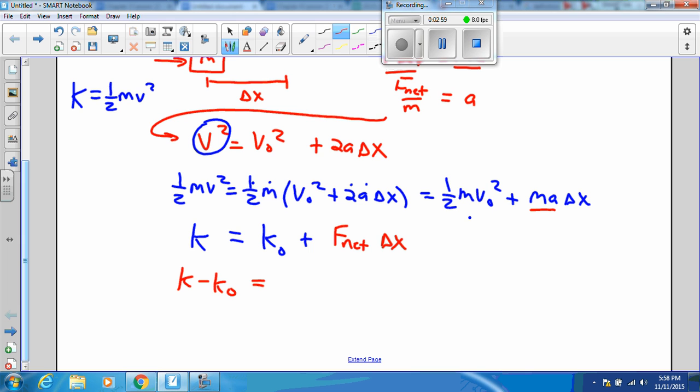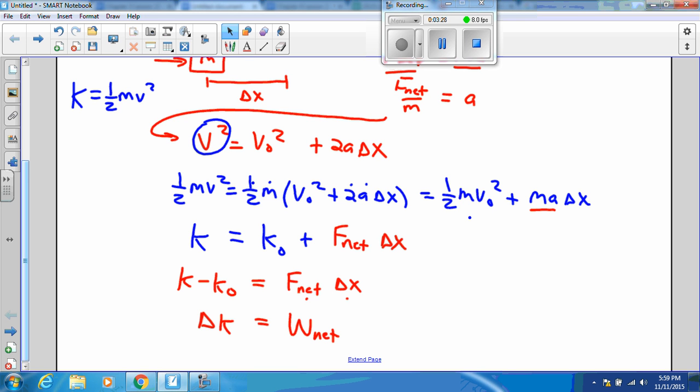If I subtract kinetic energy K0 from both sides, then I get the change in the kinetic energy over here, and the net force times the delta x, the distance traveled, is equal to the net work done on the object. And so we have net work is equal to change in kinetic energy. I hope this enlightens you.